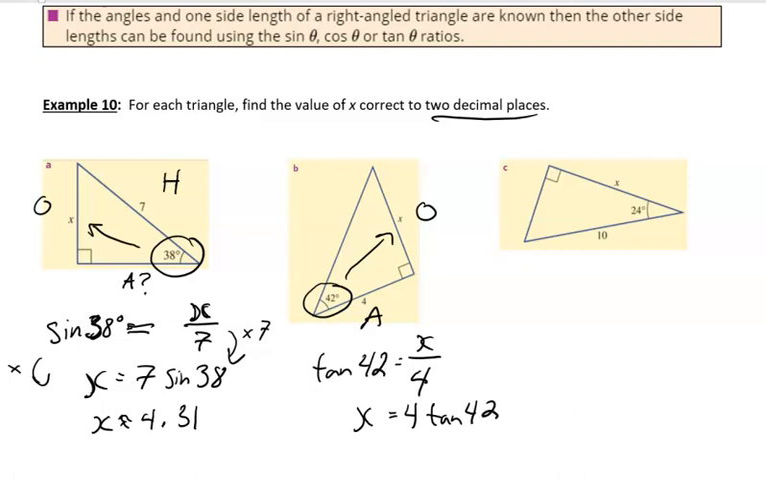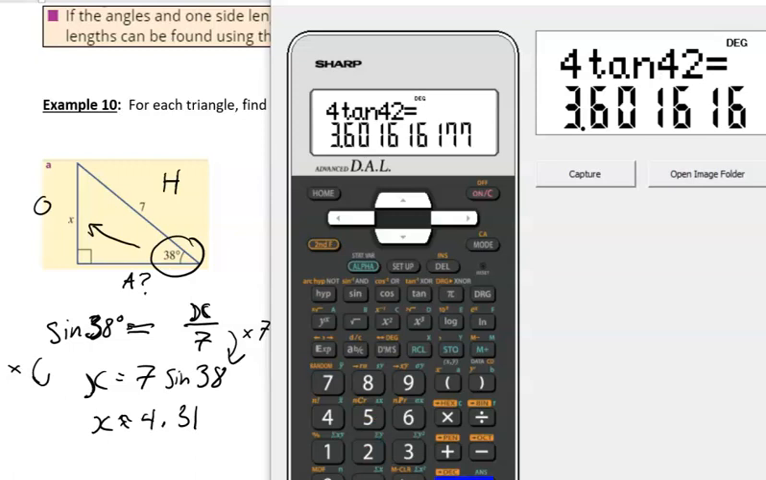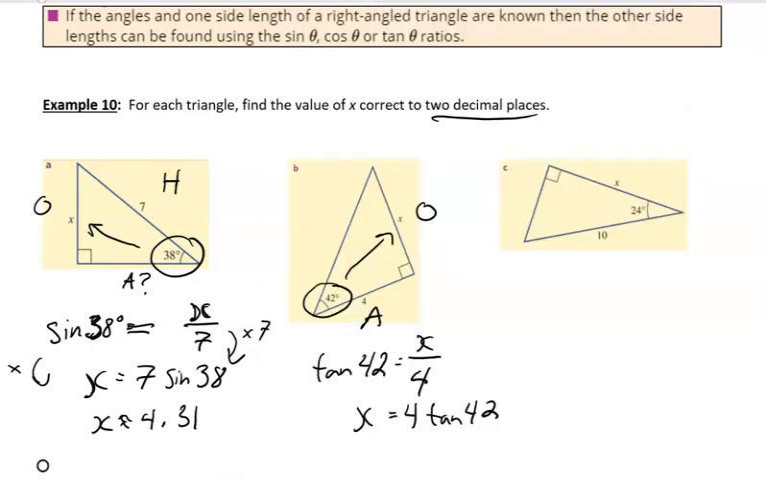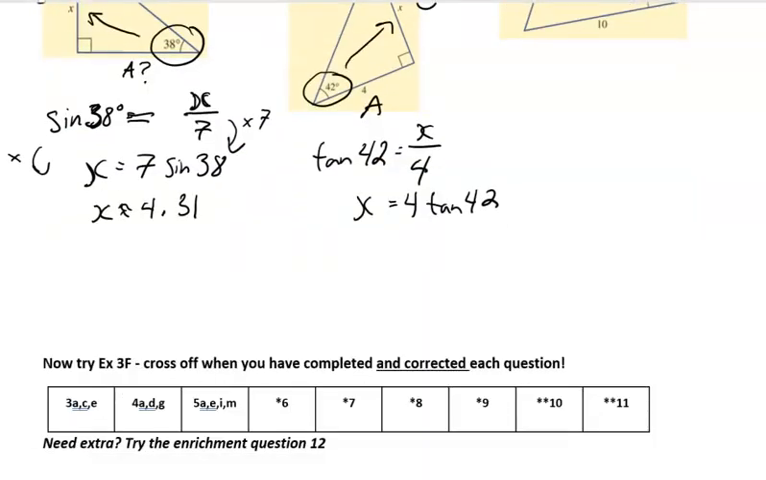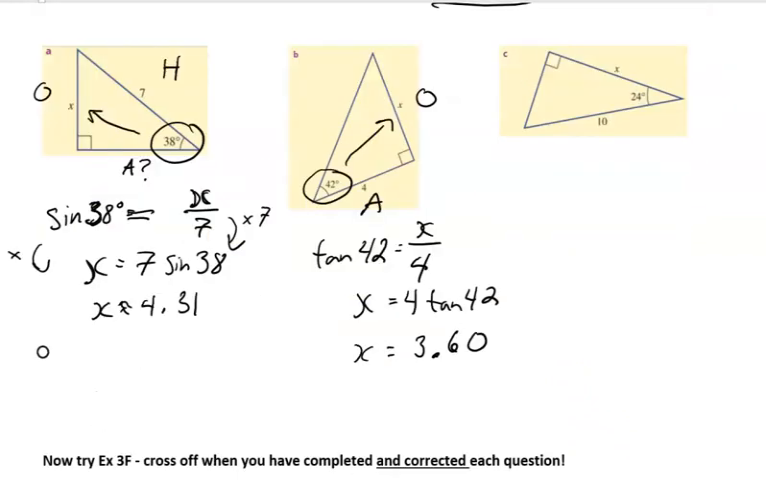And again, I've got my calculator all set up. 4 times the tan of 42 degrees, making sure we're in degrees. That's going to give us 3.60. The critical digit there being 1, so I don't have to round that up. It's going to be 3.60. And the answer will be 3.60 with the 0 on it, because we want to make sure if we're asked for 2 decimal places that we give 2 decimal places. So that's why that 0 remains in there.